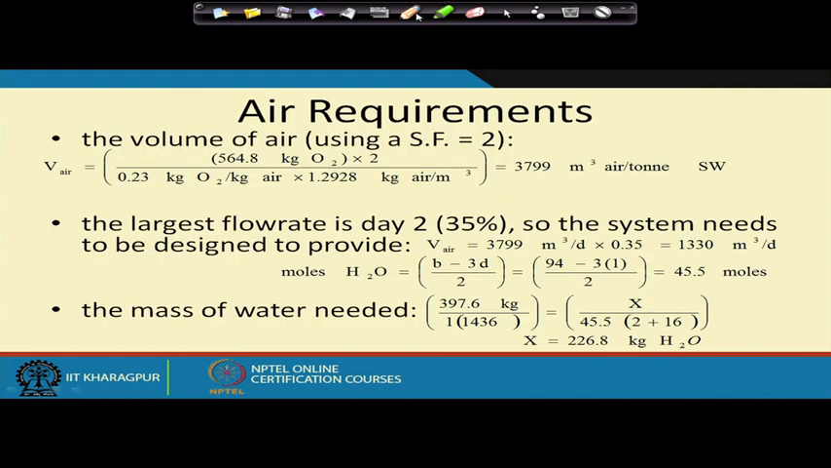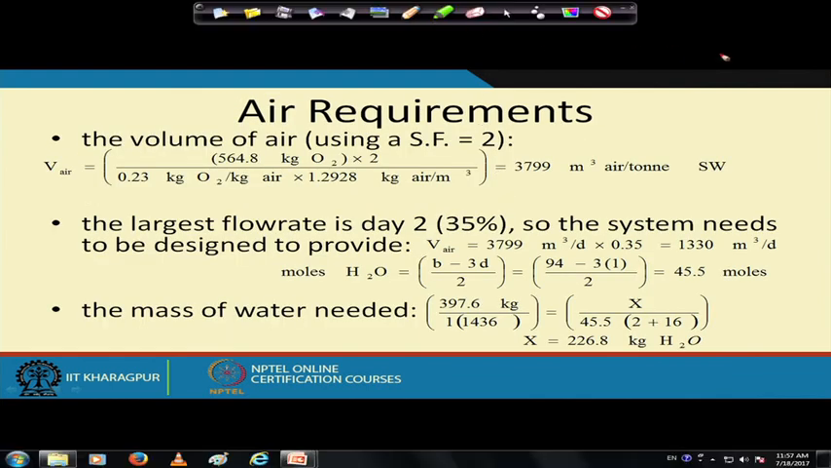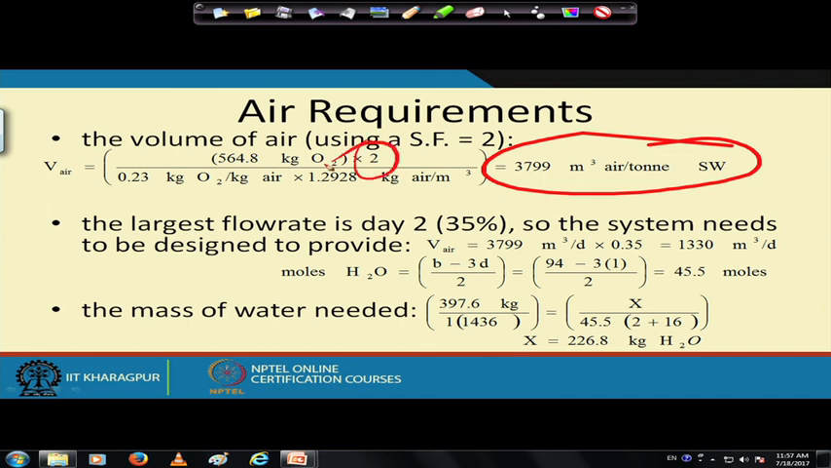including the factor of safety as well. So the factor of safety of 2 has been taken care of over here. So that's the amount of air that is required.